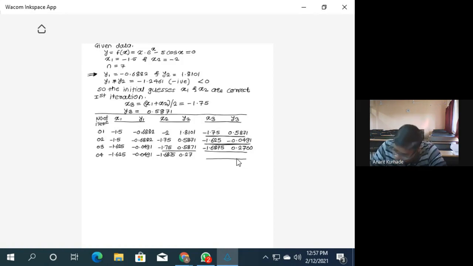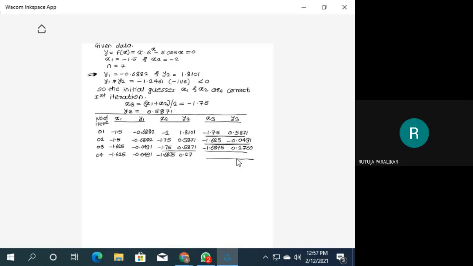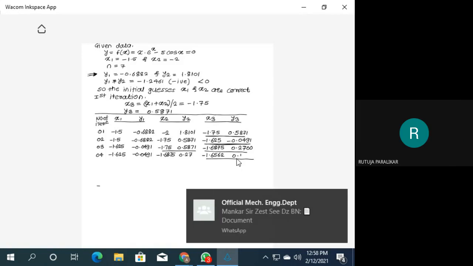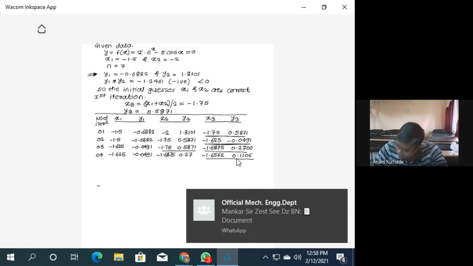Again calculate x3. Now tell me x3 after the fourth iteration. Minus 1.6562. Always fix your calculation to 4 decimal places and find out y3. Is it plus or minus? After the fourth iteration, what is y3? It is 0.1106. So it is plus.